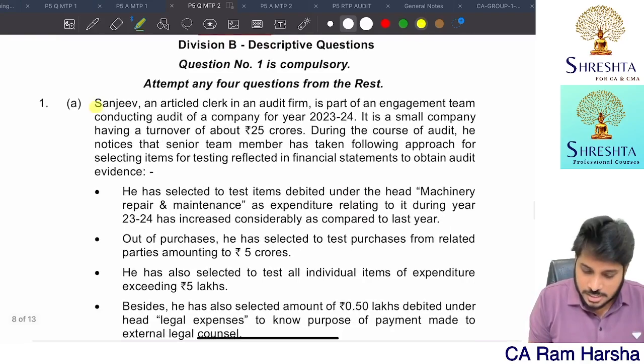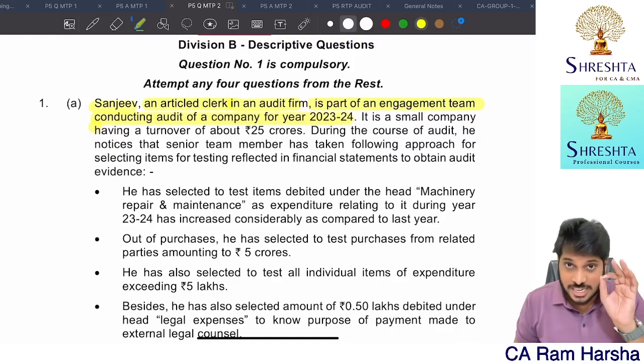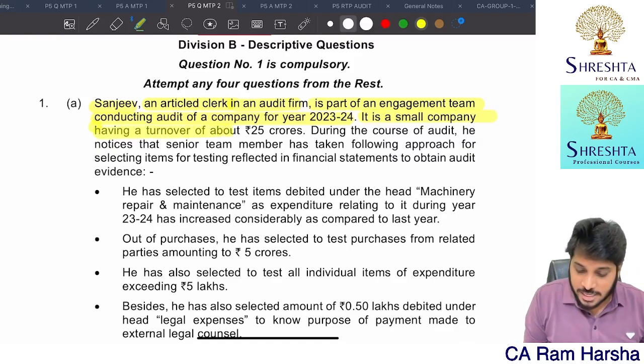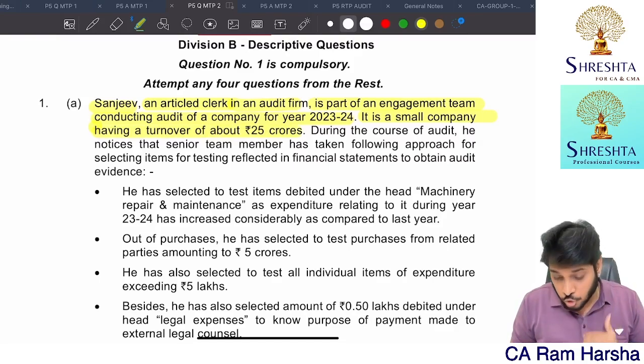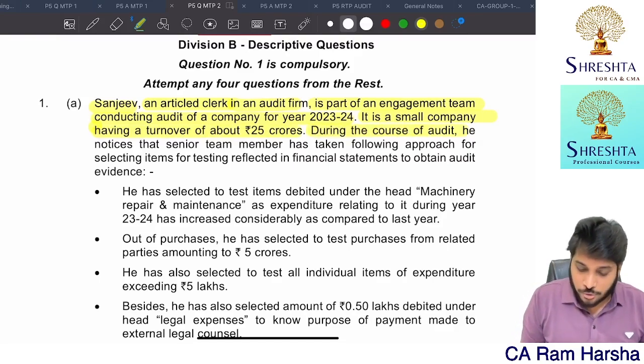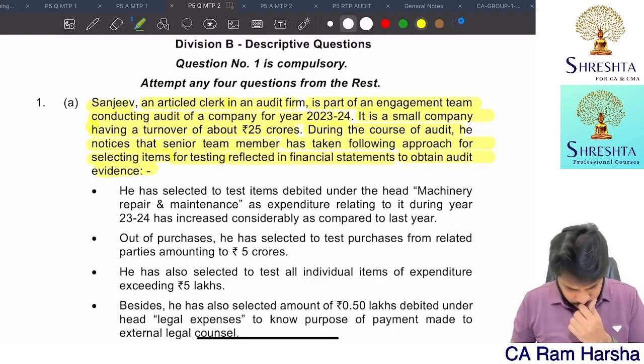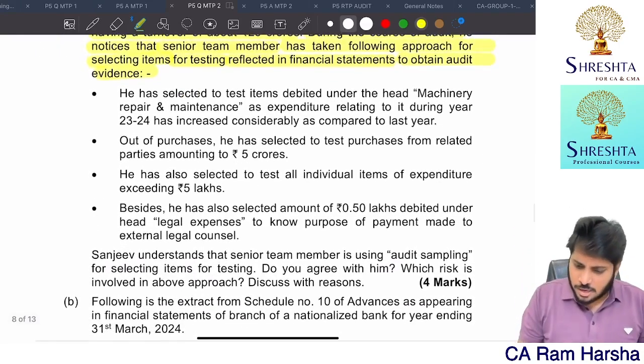So Sanjeev, an articled clerk in an audit firm, is part of an engagement team conducting audit of a company for the year 23-24. It is a small company having a turnover of about 25 crore. During the course of audit, he notices that senior team member has taken the following approach for selecting items for testing reflected in financial statements to obtain evidence. Okay. So what he selected?